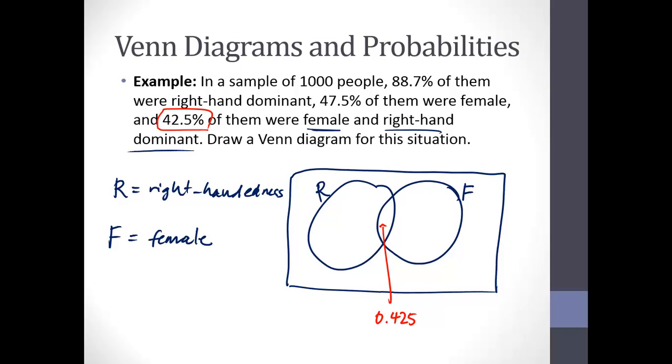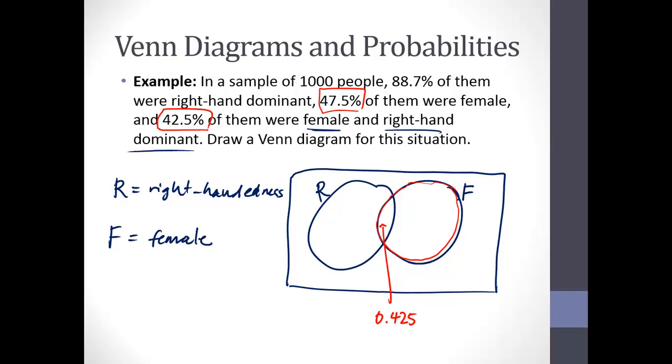And so then what's the number that goes in? What are some of the other numbers that you can fill in up here? Yeah, 47.5 for females. Okay. Yes, exactly. So what I know is that 47.5% of my people are females. So that means everybody inside this red circle is going to be 47.5%. So I want to split that apart.